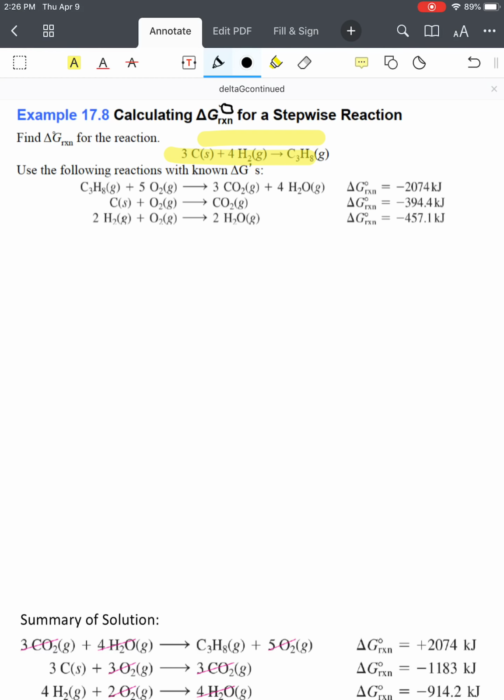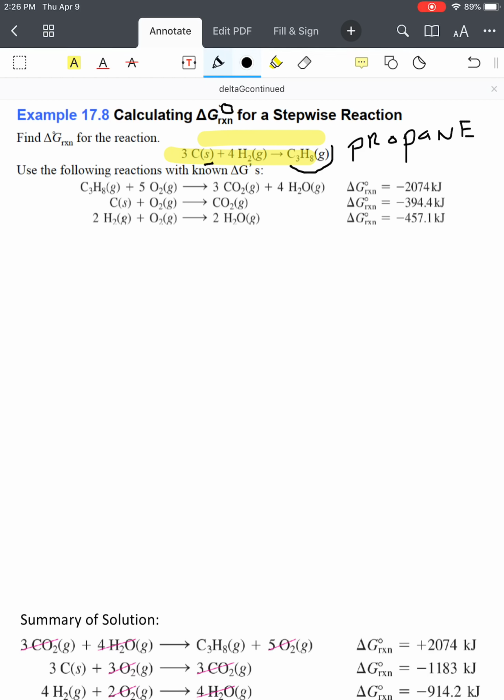We want to take 3 copies of carbon solid, and we should probably specify what type of carbon that is in the parentheses. It's not done here, but we're going to say it's graphitic carbon, okay? We're going to combine that with some hydrogen, and we're going to make C3H8. If you're familiar with hydrocarbons, you know that this one is propane. It's what you use in your gas grills. So we're making some propane here.